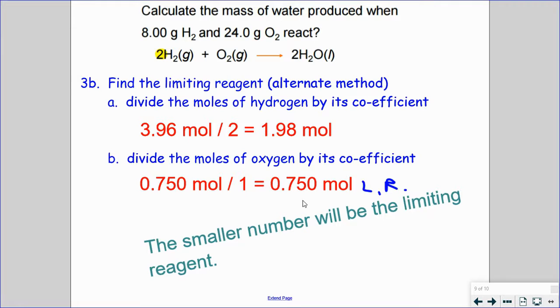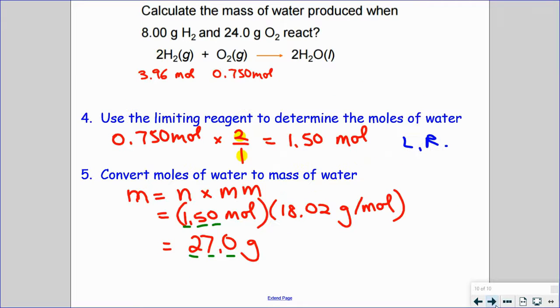So now we have figured out the limiting reagent. It's going to be oxygen, and there are 0.750 moles of oxygen. We can continue doing our question as if it were a regular stoichiometry question. You use the limiting reagent to determine the number of moles of water. There are 0.750 moles of oxygen. You multiply it by the molar ratio of 2 over 1, and you get 1.50 moles of water.